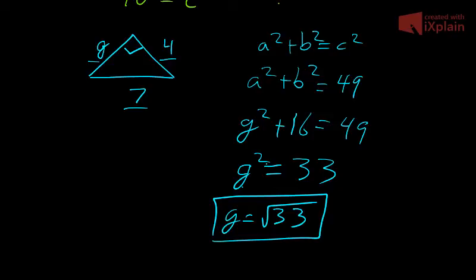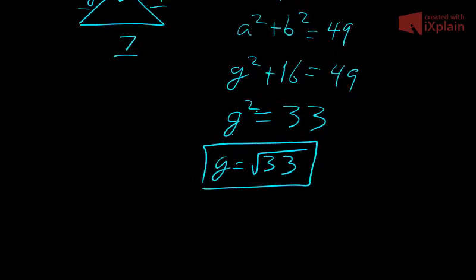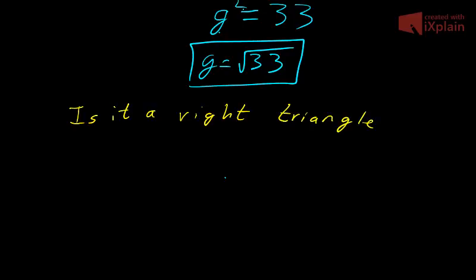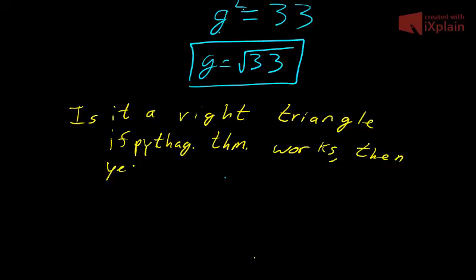So the other thing you can do with this is to figure out if something is a right triangle. Is it a right triangle? And the answer is, it depends. Does it work with the Pythagorean theorem? If my Pythagorean theorem works, then yes, it is. There are no not-right triangles that can work with the Pythagorean theorem, which is really nice.